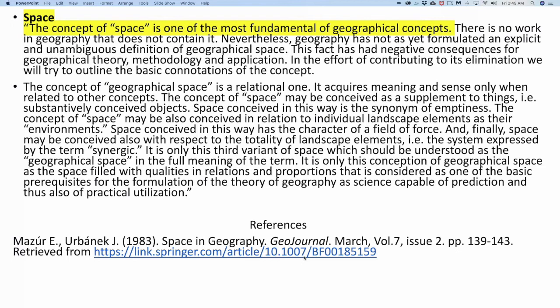And by theory, methodology, and application, I mean, if you do not have a more or less precise concept of space, you cannot construct very solid scientific theory. You struggle with different methodologies, and it's very difficult to consistently apply geographical analysis from researcher to researcher and problem to problem, because not everyone can agree on a precise definition. So the concept of space is a relational one. It acquires meaning and sense only when related to other concepts. So the concept of space may be conceived as a supplement to things, that is, substantively conceived objects.